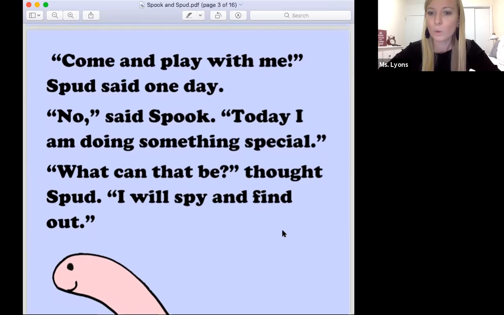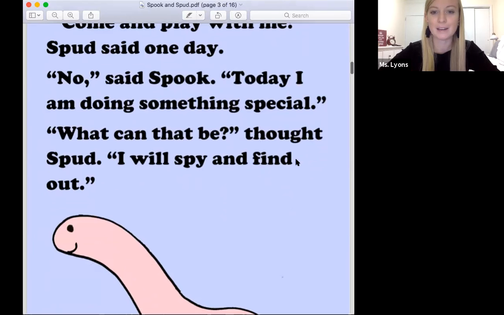What are the characters doing on this page? Right. Spook is kind of being secretive. He's not really telling Spud what he's doing. So Spud is deciding to spy on him.